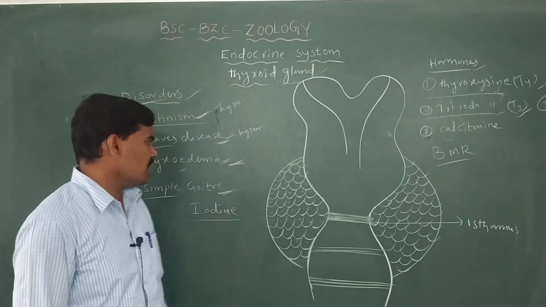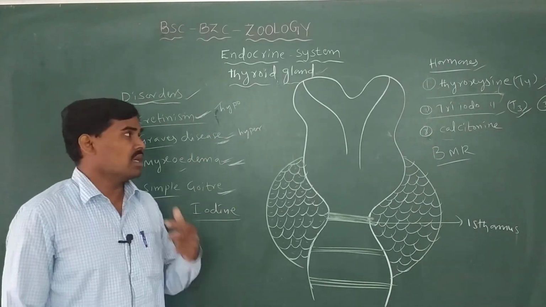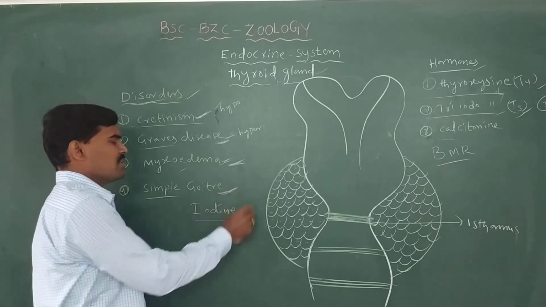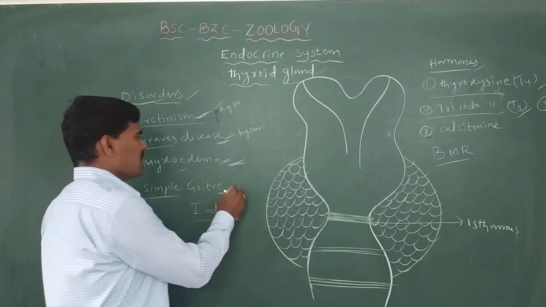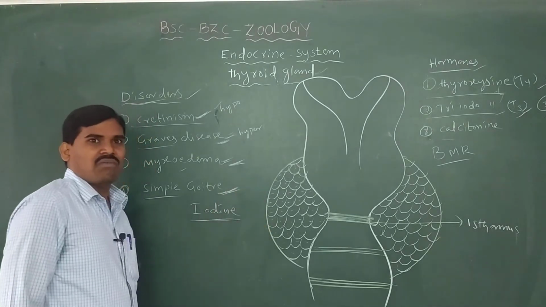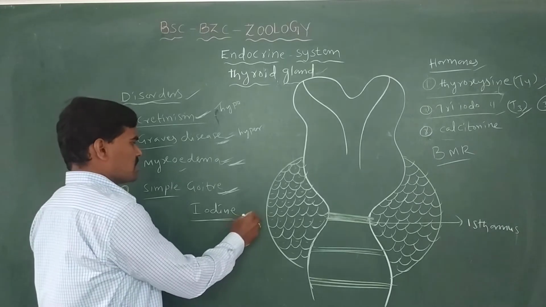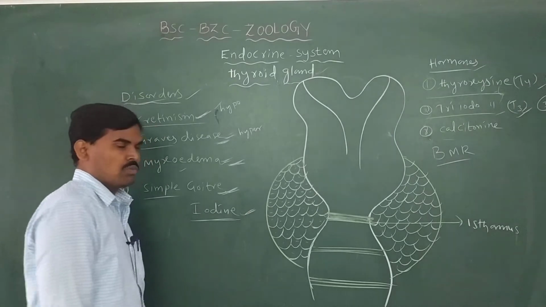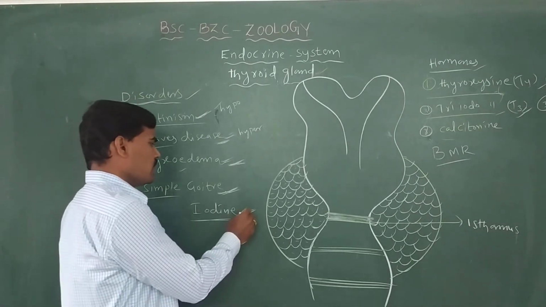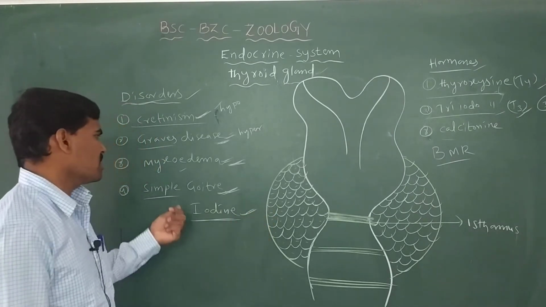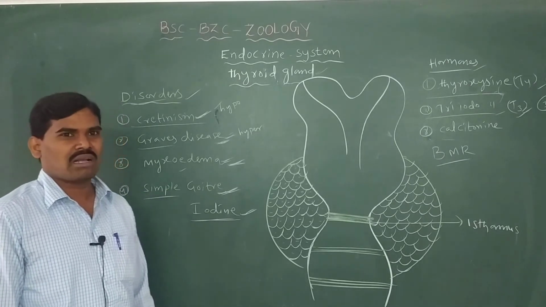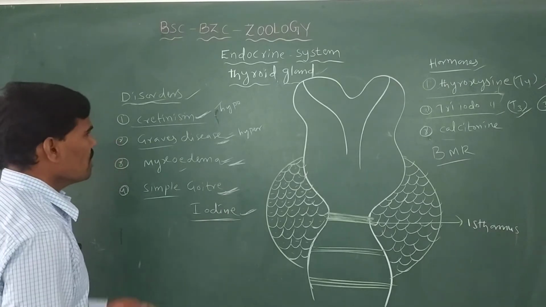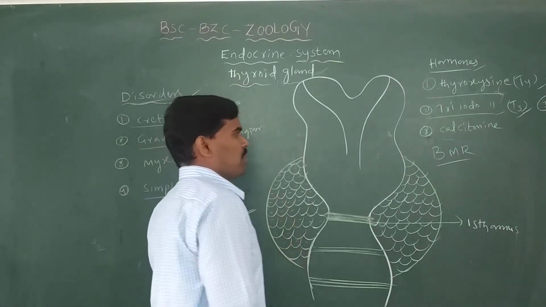The goiter is the swelling of the thyroid gland in the neck part, and so the name is simple goiter. Simple goiter is mainly controlled by taking iodide salts through the food materials, which prevents simple goiter disease. So these are the 4 types of disorders, caused by hyposecretion and hypersecretion.